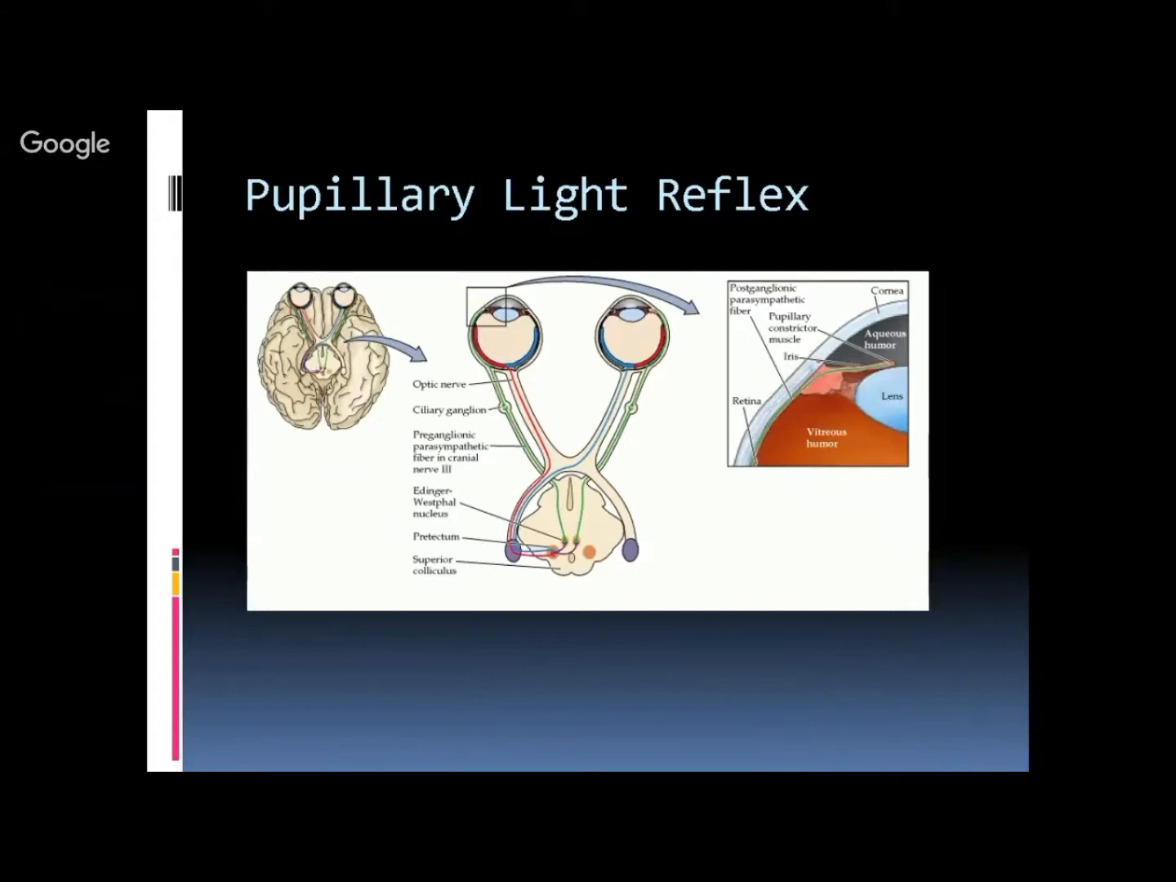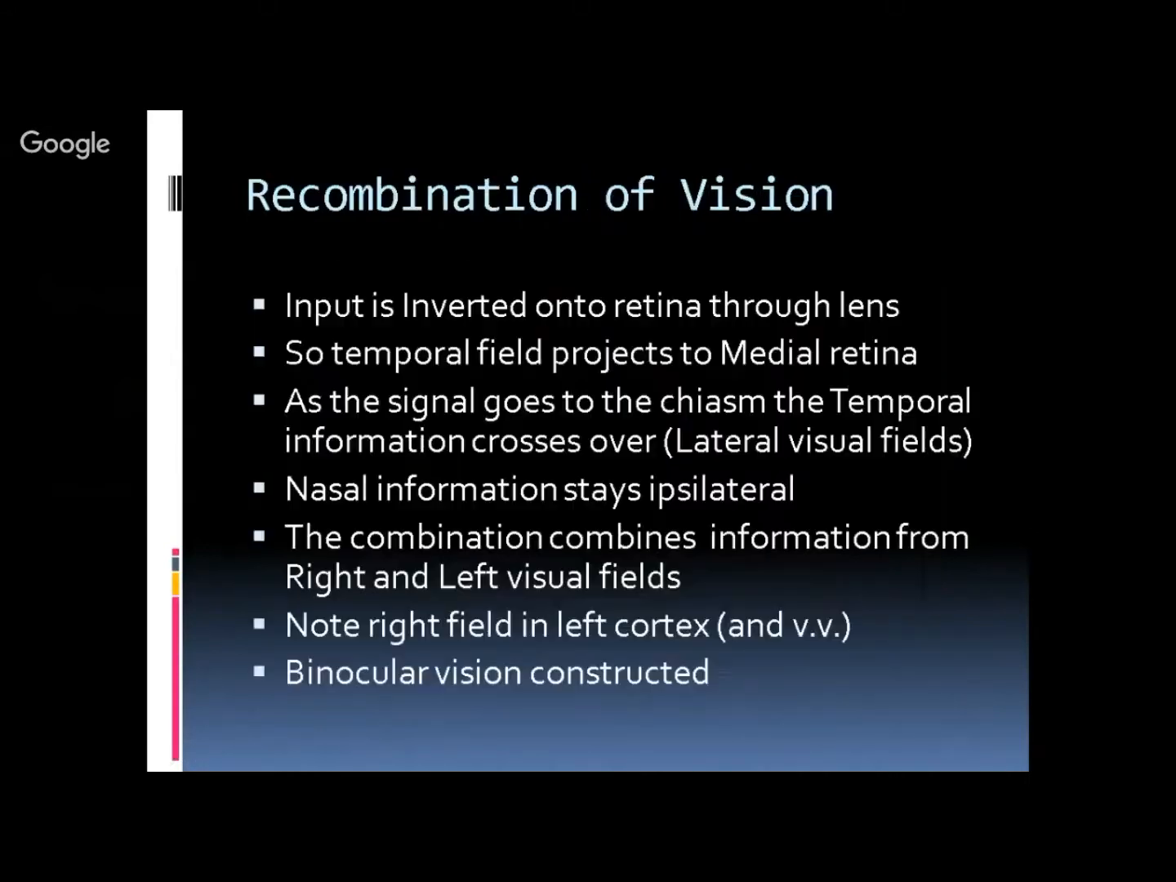The pupillary light reflex is diagrammed here. We've got light stimulating the eye. It goes back along the pathway to the geniculate nucleus and the colliculi. And these are involved with the reflex to accommodate the eyes.